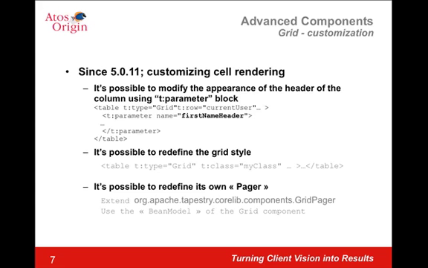It is also possible to change the look of the header of a column. In this case, you have to use the header suffix. We can define the style of the grid entirely using the class parameter. And finally, we can also use our own implementation of the pager. You just have to extend the GridPager class.